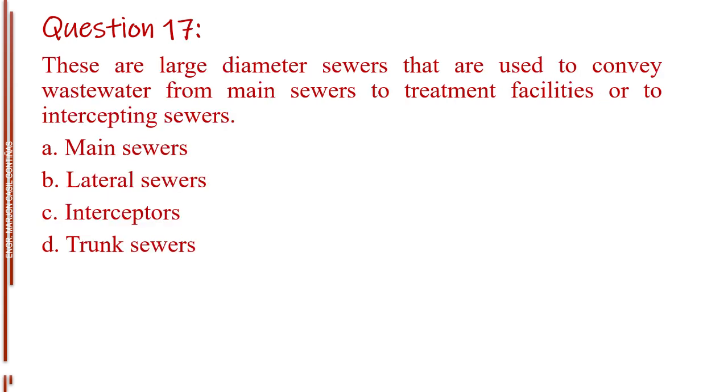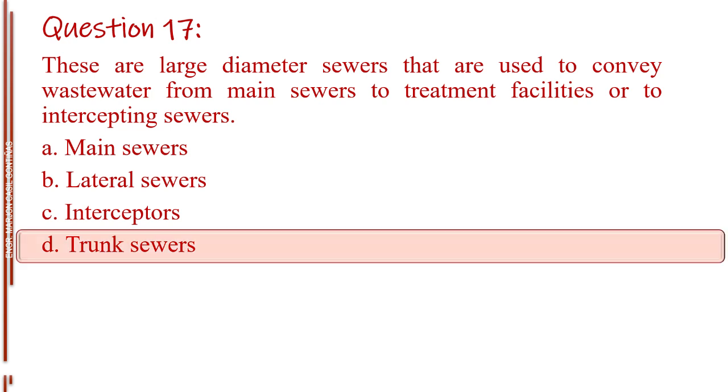Question number 17. These are large diameter sewers that are used to convey wastewater from main sewers to treatment facilities or to intercepting sewers. Letter A, main sewers. Letter B, lateral sewers. Letter C, interceptors. Letter D, trunk sewers. The answer is letter D, trunk sewers.